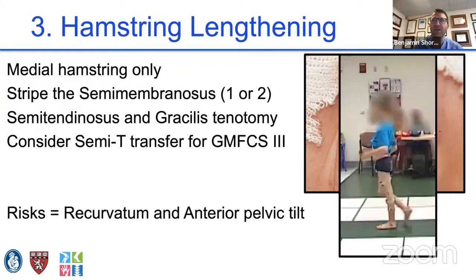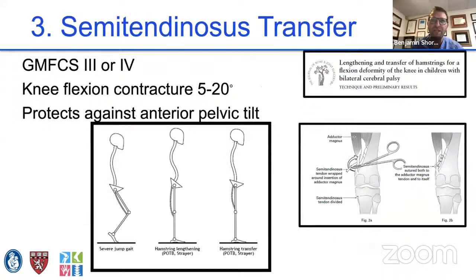I would say that the risk of isolated hamstring lengthening is what you see here, which is recurvatum of the knee and anterior pelvic tilt, which is fairly common if you're over aggressively lengthening hamstrings inappropriately. And the thought is that the semitendinosus transfer prevents the anterior pelvic tilt by taking the semitendinosus and wrapping it around the adductor magnus to try and keep the pelvis in more of a neutral position. This was described by Paolo Selber in Melbourne, and it's taken from the work done in polio patients. I don't think there's been a lot of large studies that have validated the effect on the anterior pelvic tilt with this intervention.